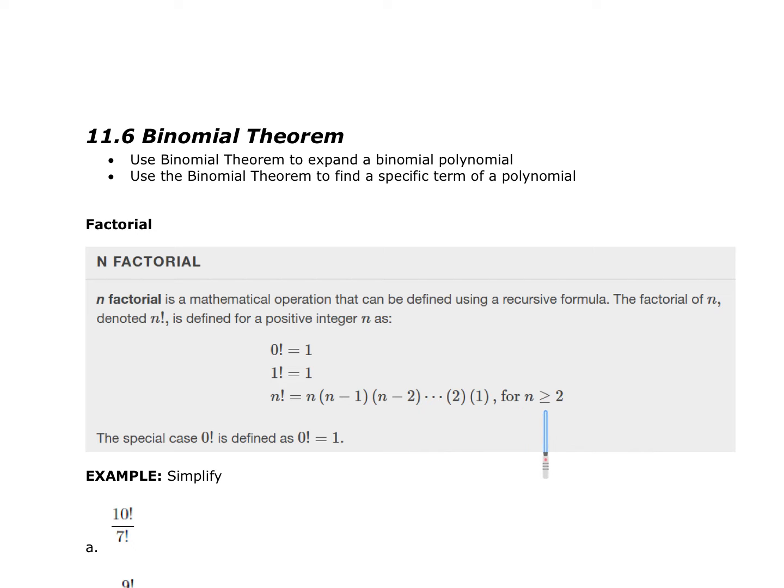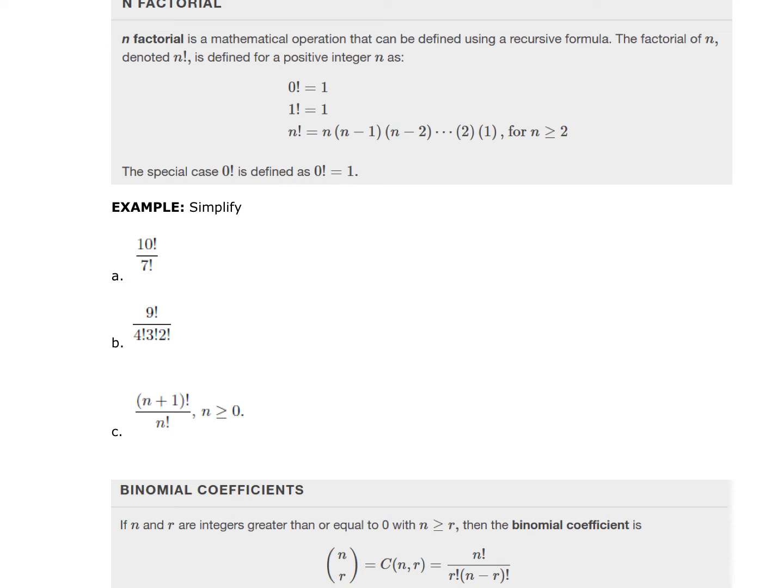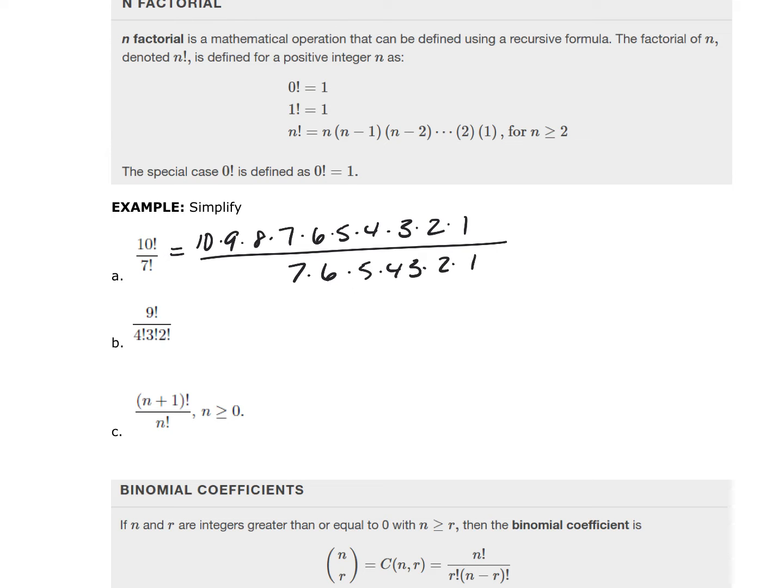This, of course, works for n greater than or equal to 1. A couple of definitions: 0 factorial is 1, and 1 factorial is also 1. If we're asked to simplify 10 factorial over 7 factorial, I could write this out as 10 multiplied by 9, 8, 7, 6, 5, 4, 3, 2, and 1 in the numerator, and 7, 6, 5, 4, 3, 2, and 1 in the denominator. Then I can just start doing the cancellations.